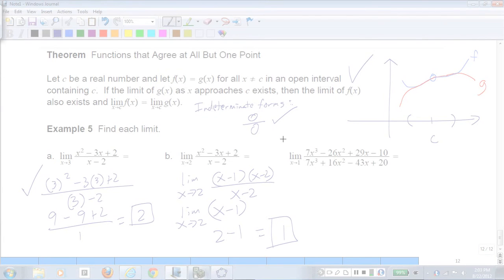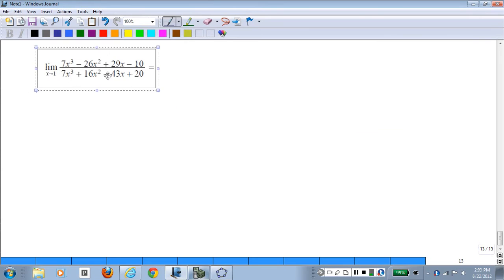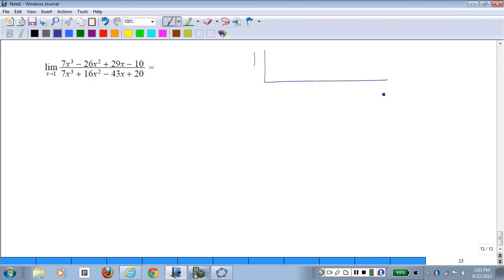With a little synthetic division, we can take a few constructive steps toward factoring this. So if we realize 1 is a 0, we can divide this by x minus 1 using synthetic division. Well, 1 is a 0 of both of them, so I'm going to do them separately. Let's try the numerator. 7, negative 26, 29, negative 10. Bring down the 7. And how do we do this? Multiply and add, and multiply and add, and multiply and add.